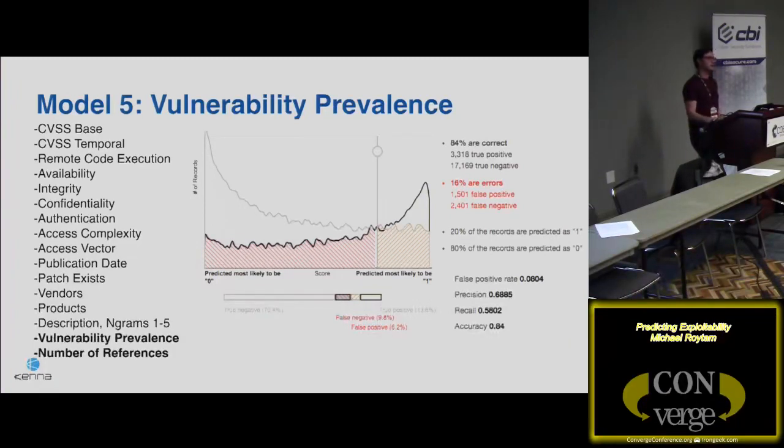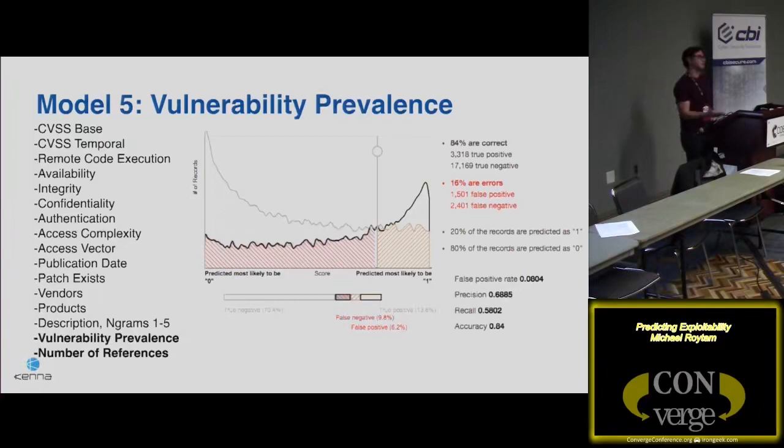This is how you know that lots of people who actually care and write about these things are writing about these things. So when we add that data in, we finally get some serious results. 3,300 true positive vulnerabilities out of the 21,000 that we're trying to classify. The number of true negatives is about the same as it was when the model was only 79% accurate. And most importantly, 20% of the records are predicted as 1.